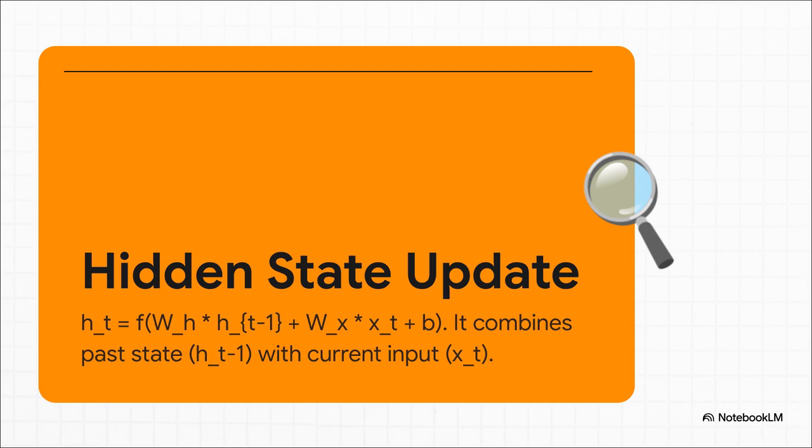You take what you already know, that's your old memory, h_{t-1}, you mix in the new piece of information you just got, that's x_t, and boom, you get a new updated memory, h_t. It's this constant feedback loop that gives the network its ability to remember.